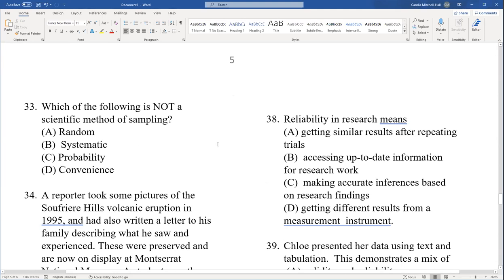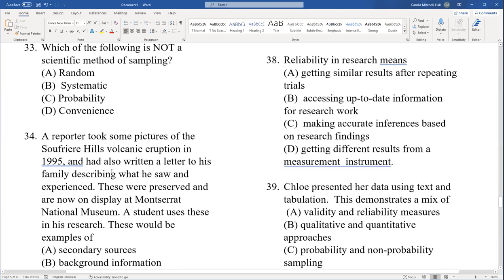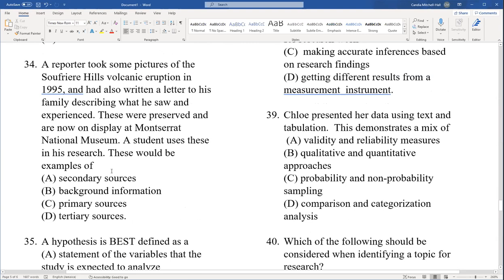Which of the following is not a scientific method of sampling? Which one is it? Is it convenient? Yes, D as in convenience. 34.